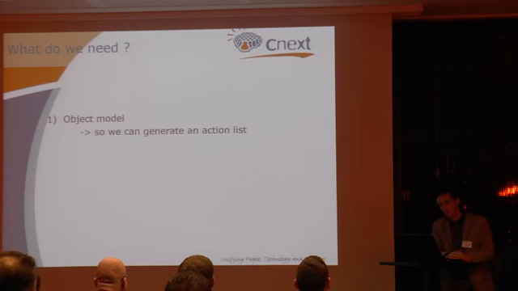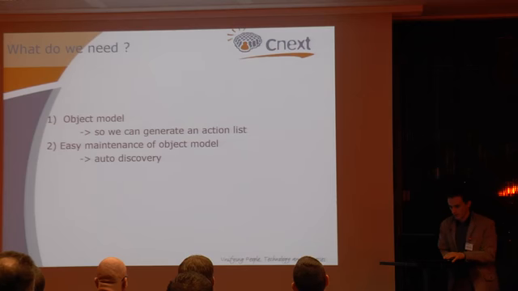So we need to be able to generate an action list where we first remove the send port, or remove the dependency of the mapping on the send port, and after that we can remove the assembly with the mapping itself. So we need that model. We need to know which objects are related to which other objects. What do we need?